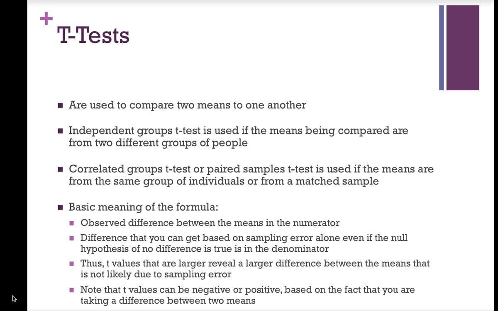So if you come up with a t ratio that's very large in absolute value, it means that there is a fairly large difference between the means, bigger than what you'd expect based on sampling error, so you reject the null hypothesis. Note that t values can be negative or positive based on the fact that you are taking a difference between 2 means.